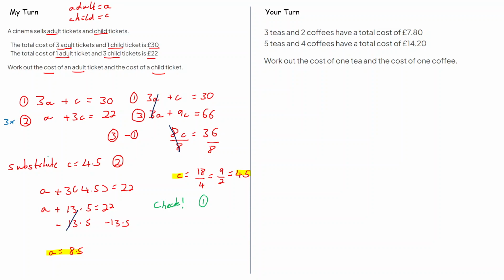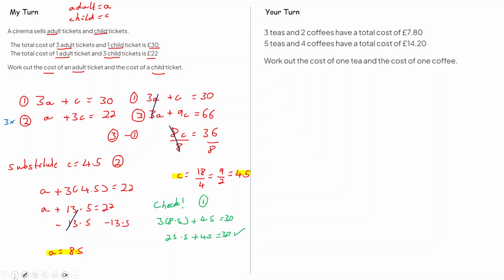So 3 lots of A, where A is 8.5. So 3 times 8.5 plus my C value, which is 4.5, should be equal to 30. 3 times 8.5 is 25.5. Add 4.5 indeed equals 30. So good, that is correct.